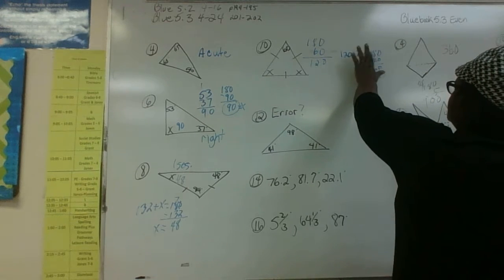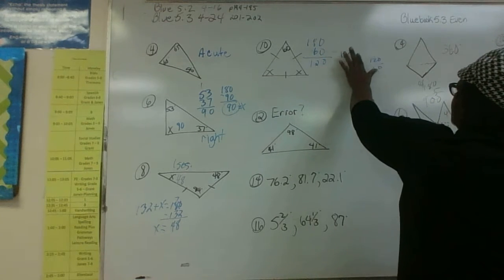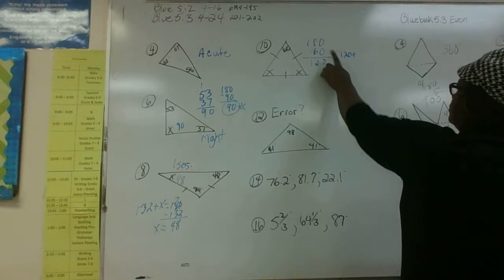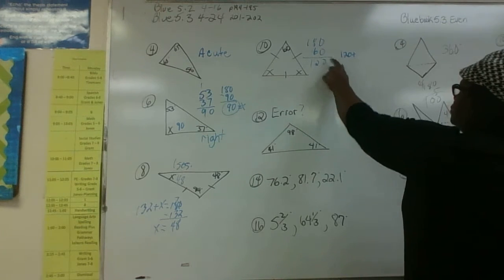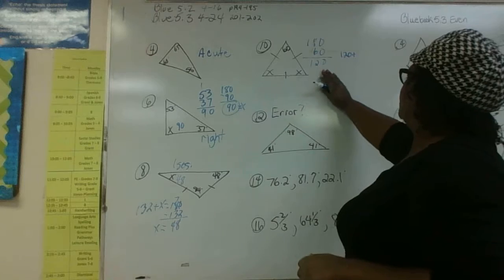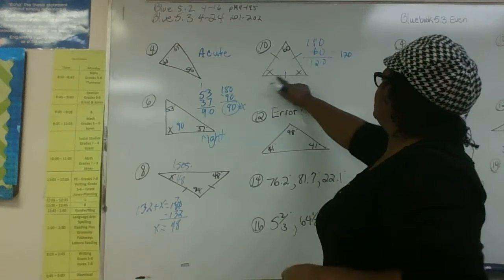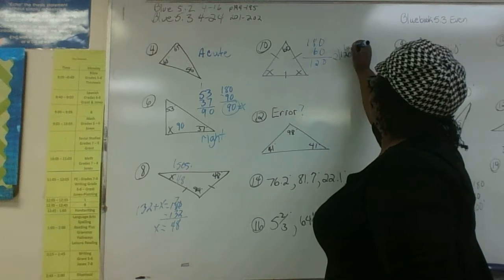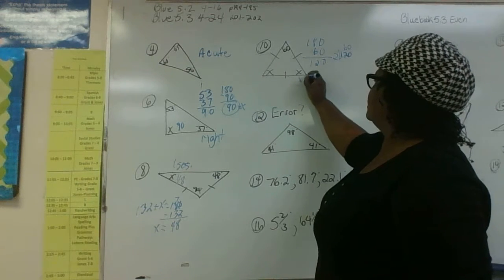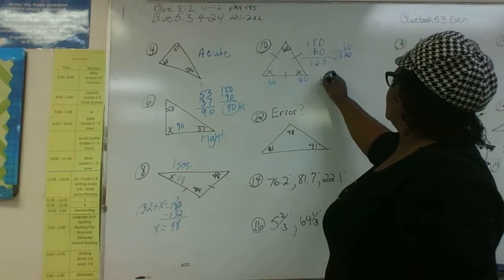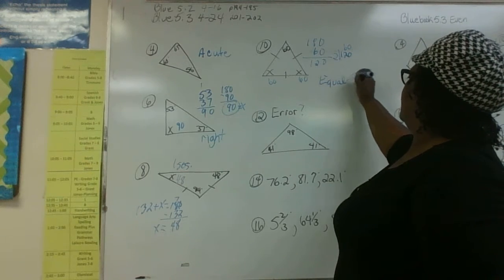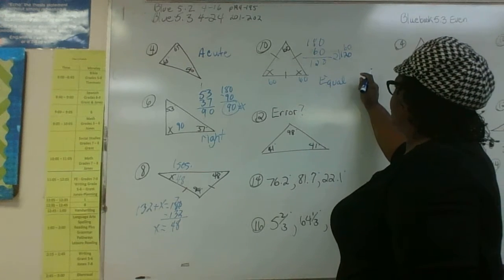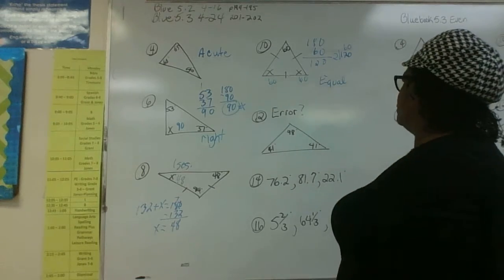The 60 has already been taken from the 180. So therefore, we're left with 120 to be divided evenly amongst these two angles. When we divide that by 2, we get 60. So this is 60, this is 60. This is equilateral and equiangular. Okay, so that's what this triangle is.